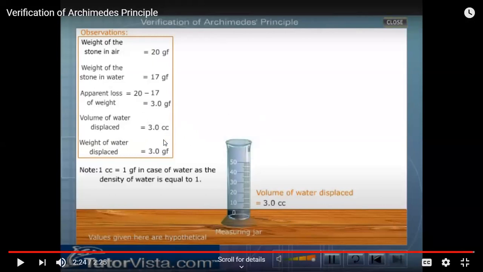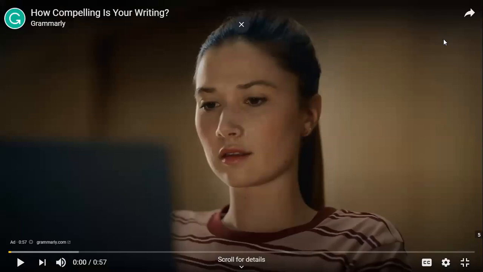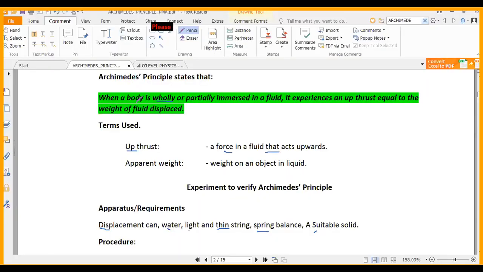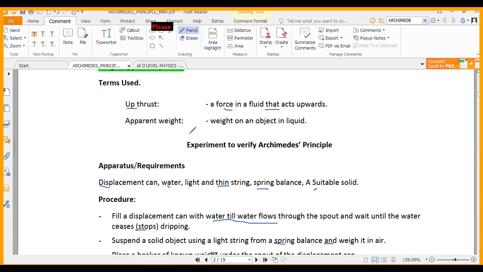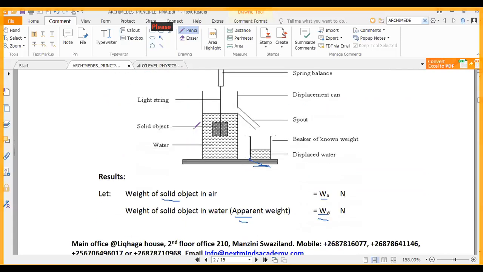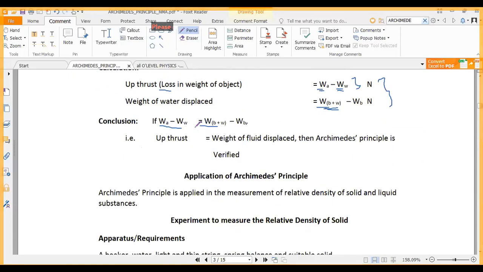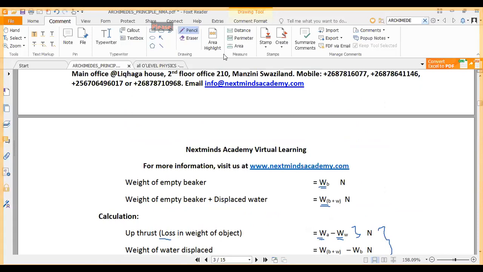So from here you can see that upthrust is basically equal to the weight of the fluid that is displaced, and this clearly verifies Archimedes' principle. So from there, we conclude that Archimedes' principle states that when a body is wholly or partially immersed in a fluid, it experiences an upthrust equal to the weight of the fluid displaced, and it has been clearly verified practically.